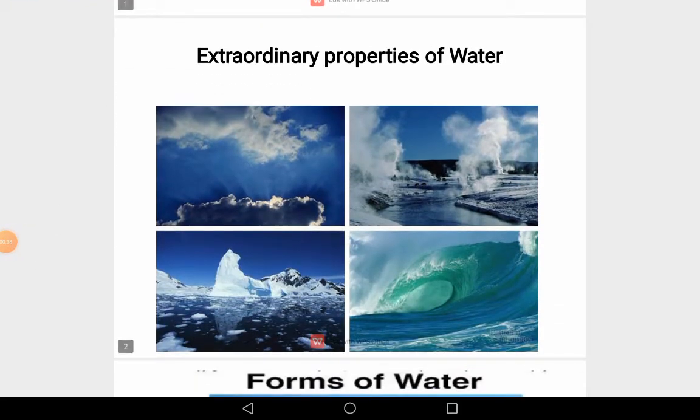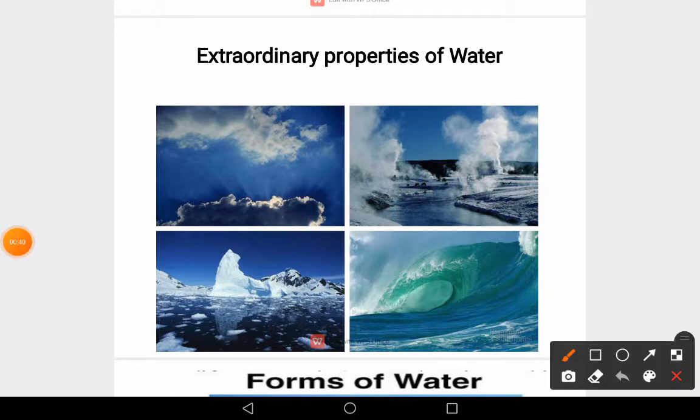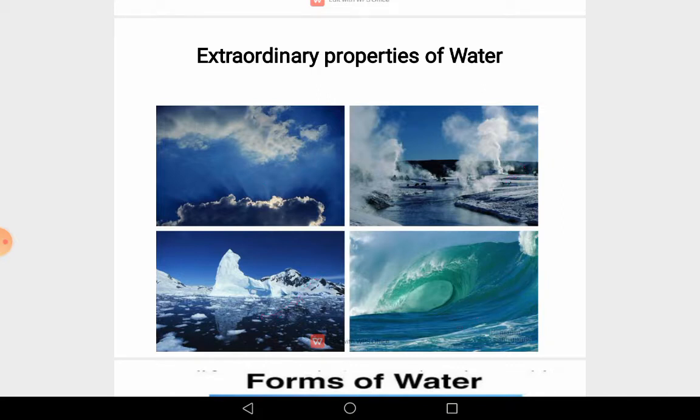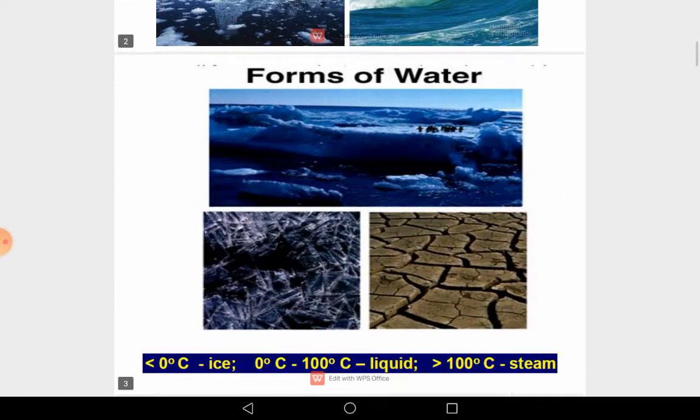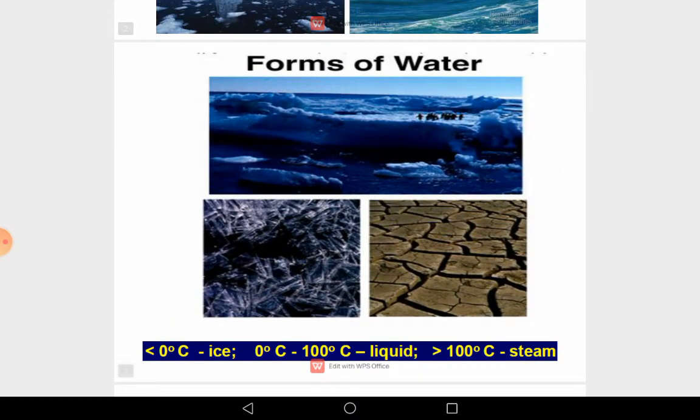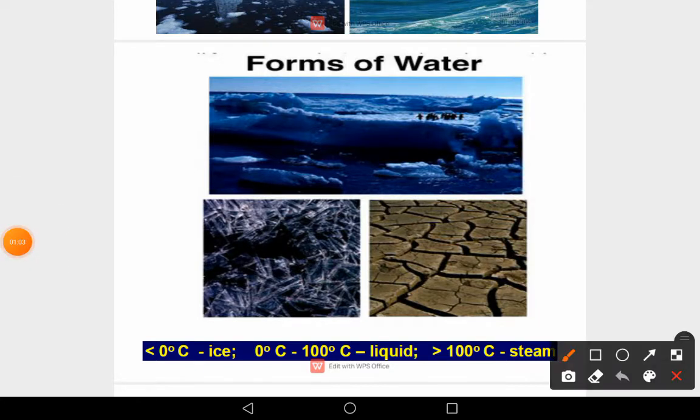Okay, so these are some of the extraordinary properties of water. Water can form cloud, water can form moisture, water can form waves, and water can freeze and form ice. So we see water in different forms. This water is a wonderful substance. At 0 degrees, it behaves as ice. Somewhere between 0 degrees and 100 degrees, it behaves as a liquid. And at 100 degrees centigrade, it is steam, in the form of vapor.